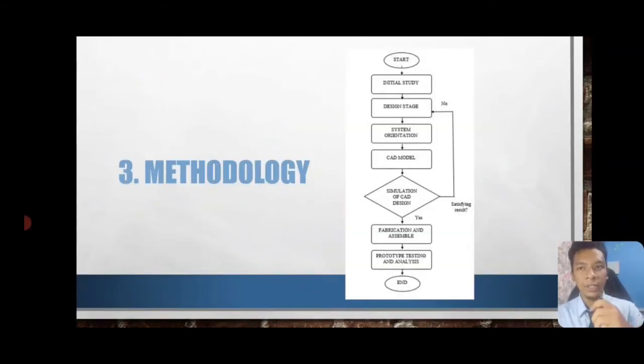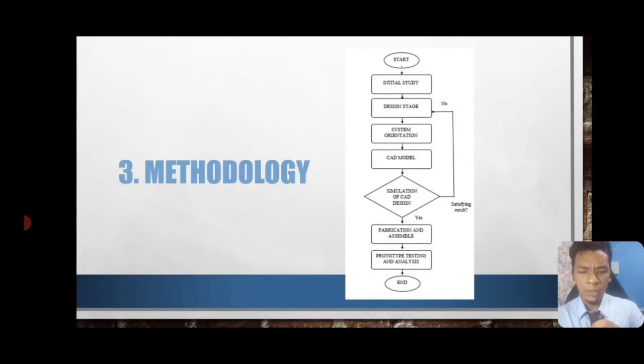The next is the methodology. This is the methodology to make sure the prototype is successfully developed. Right now, this project is in the design stage for the first draft CAD model. The next stage is the system orientation. This includes constructing the Arduino program and the final arrangement for all components. After that, the final CAD model will be produced using SolidWorks or CATIA, and then there will be a simulation of the final CAD model before proceeding to the fabrication.